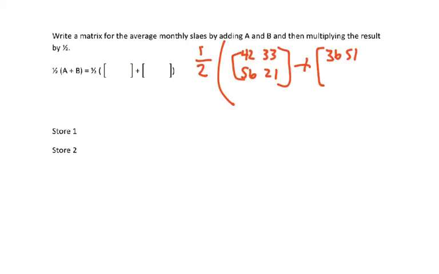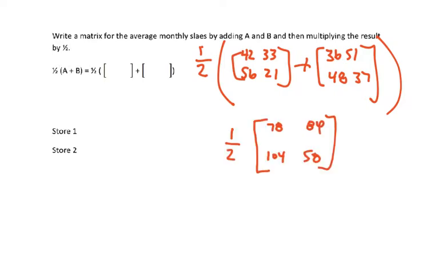48, 37. And we're going to take a second, and I'm going to use my calculator to add all those. So I added those numbers. I got 78, 84, 104, and I believe 58.